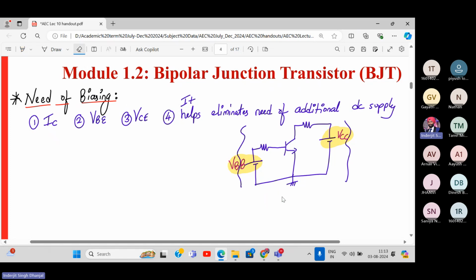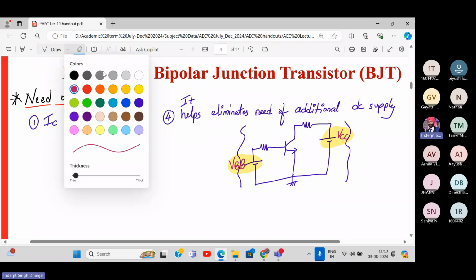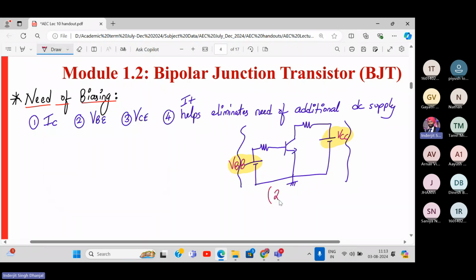Okay. So in biasing, if you bias the transistor, it will help eliminate the need of an additional power supply. So instead of two power supplies, now we will have only one. So here, two DC supply voltages are used. So when we bias the transistor, it will help eliminate the need of additional DC power supply.